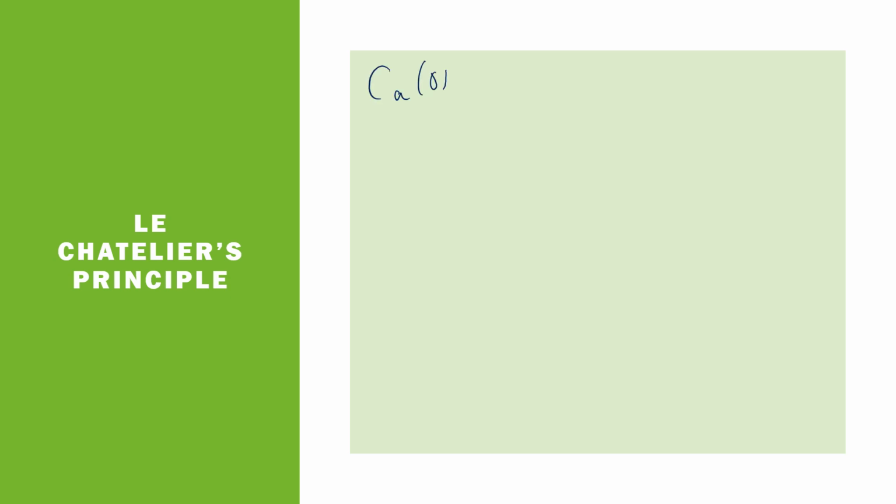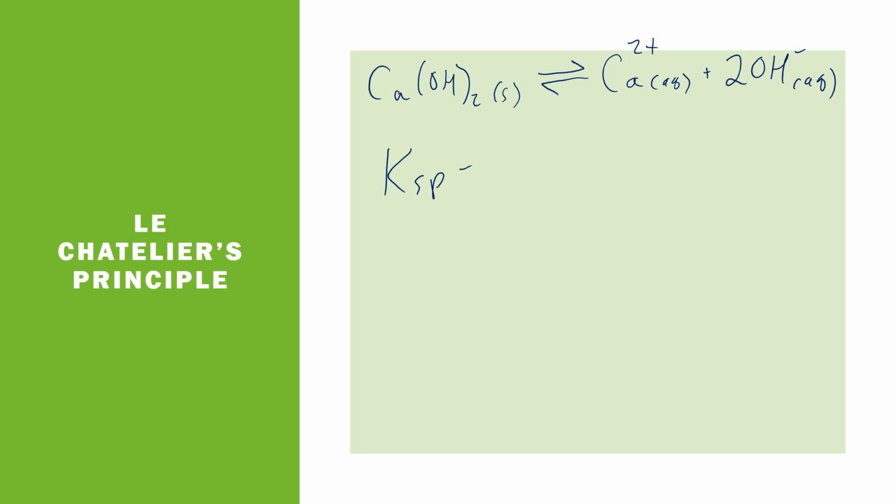Say I have calcium hydroxide, which is only slightly soluble. It can break apart slightly into its ions, calcium ions and 2 hydroxide ions. So if I were to write my KSP expression for this, I would have the calcium ions times the hydroxide ions squared because of the coefficient of 2.